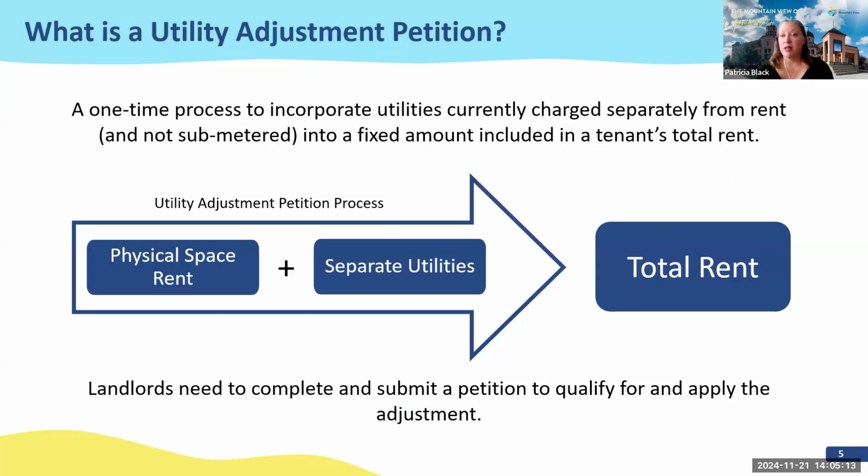That means that property owners need to have an opportunity to incorporate utilities that were previously charged or are being charged through RUBS, through the ratio utility billing services, into the set total rent amount. So to do that, there is a one-time utility adjustment petition, which is a process to incorporate those utilities that are currently charged separately and not sub-metered into a fixed amount included in a tenant's total rent. So we're taking the physical current space rent plus the separate utilities, adding them together and coming up with a total rent.